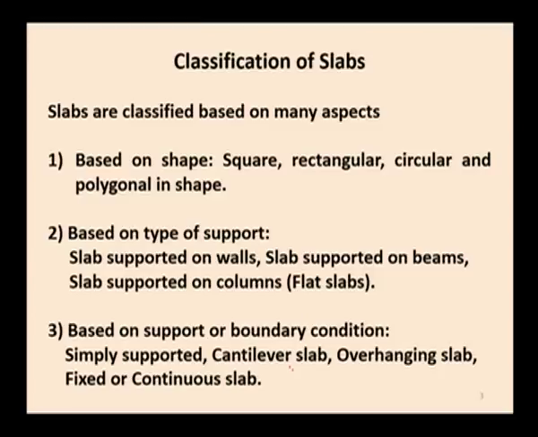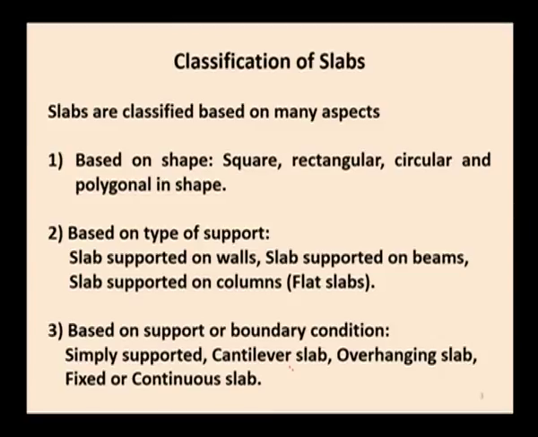Based on the type of support, the slab may be supported on walls, supported on beams, or supported on columns. Normally, the slab which is supported on a wall is called a simply supported slab or freely supported slab, and the slab which is supported on a beam may be a restrained slab, which has adequate provision to resist torsion at corners. If the slab is supported on walls, it does not have adequate provision to resist torsion at corners. It needs to be designed for resisting the torsion which is developed due to the lifting up of corners in the slab.